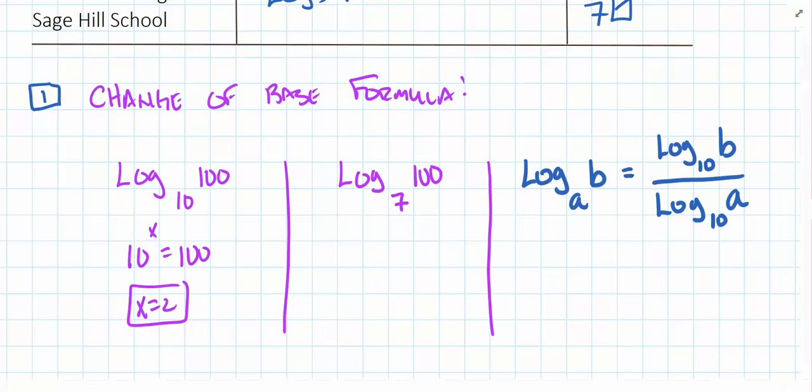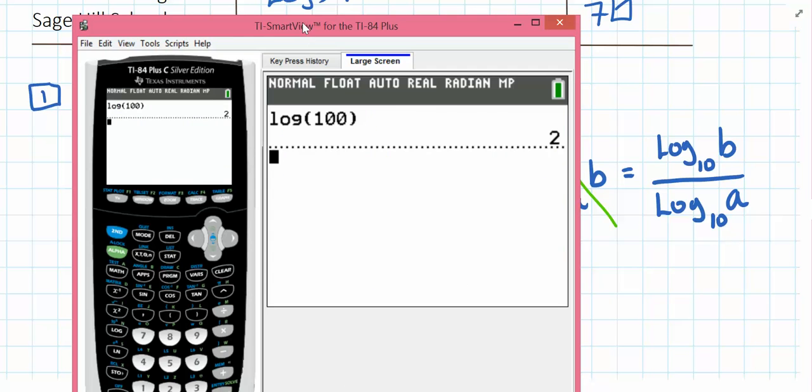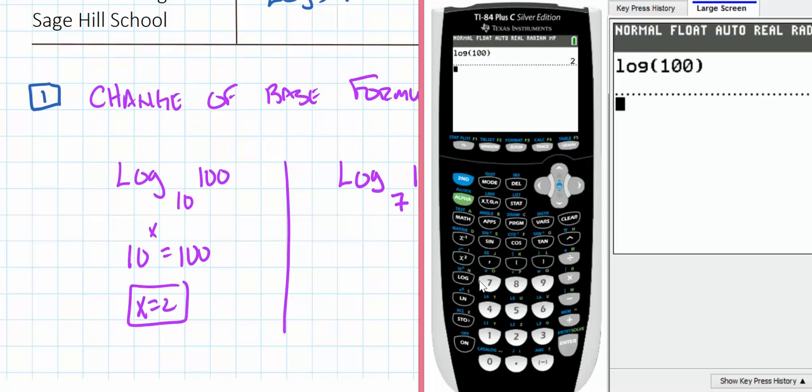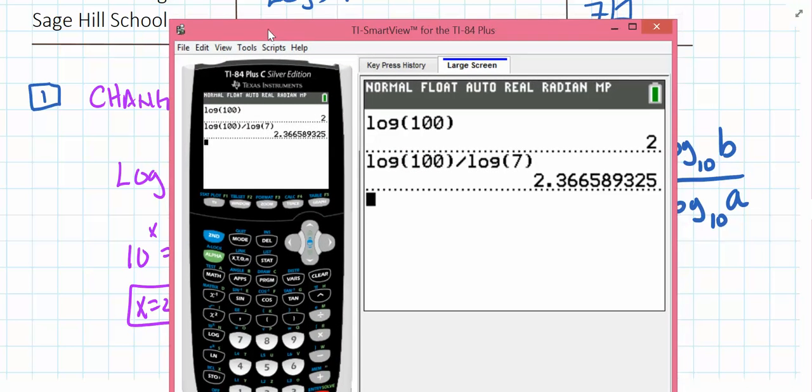So what students like to do to help them remember this is sometimes they'll just draw a line right there and say log b over log a, right? That makes a whole lot of sense. So if we want to figure out what log base 7 of 100 is going to be, we can easily go to our calculator and use the change of base formula. So it would be log 100, and then divided by log 7. And we get an answer of 2.37 for all intents and purposes, okay?